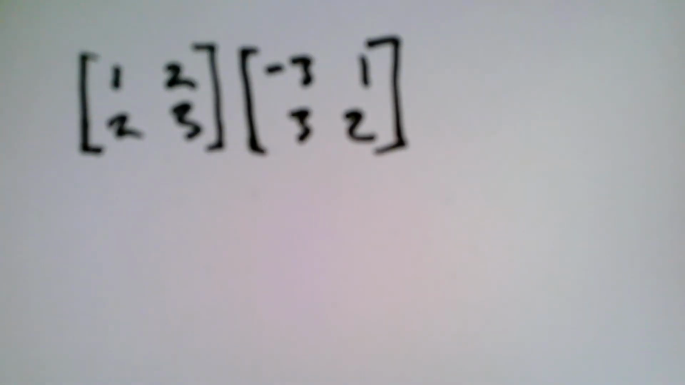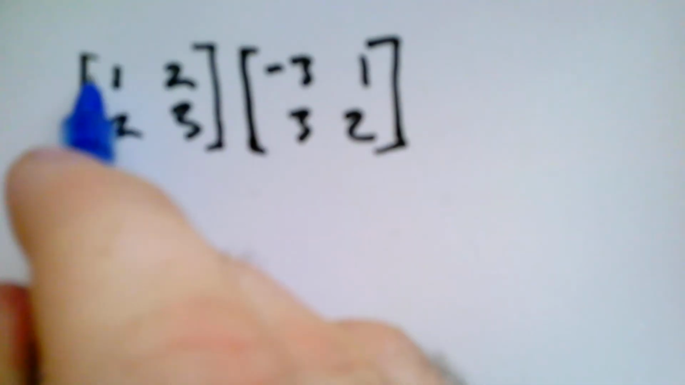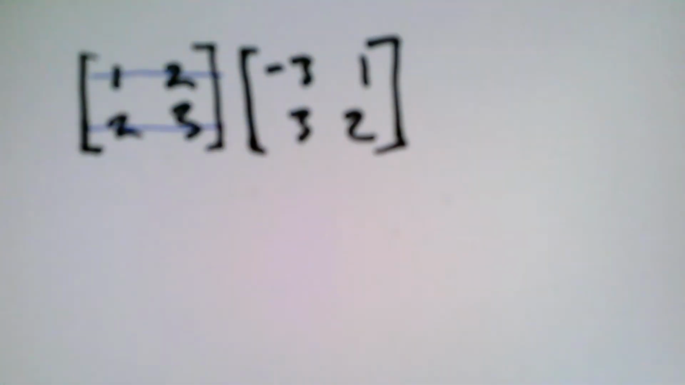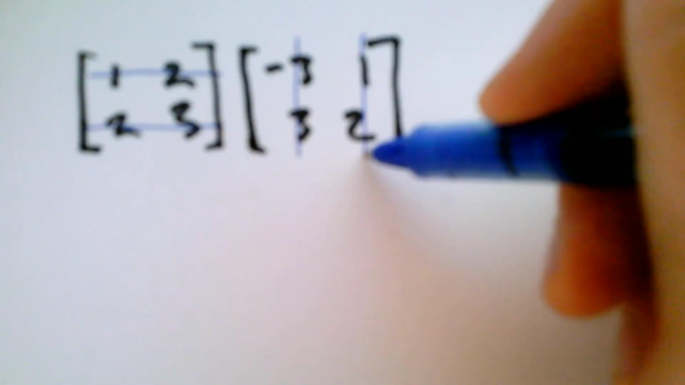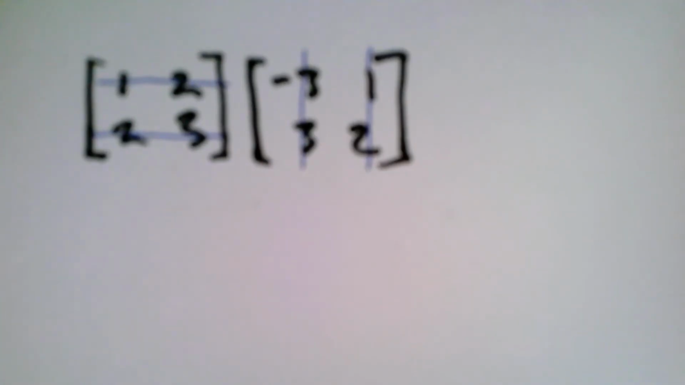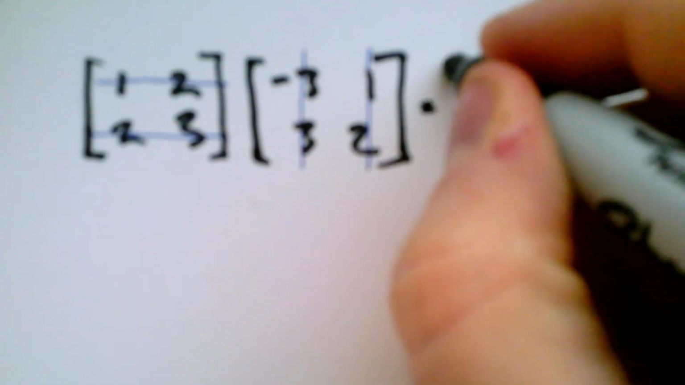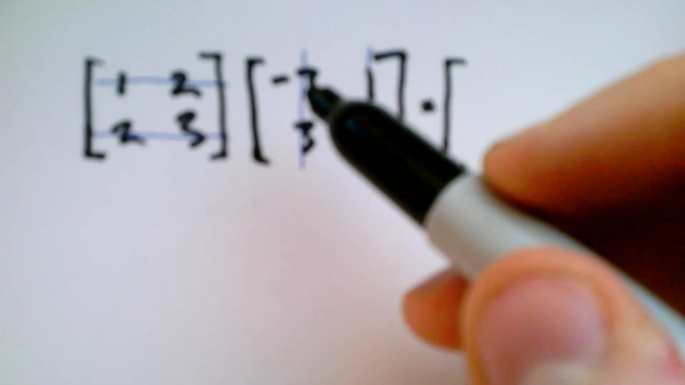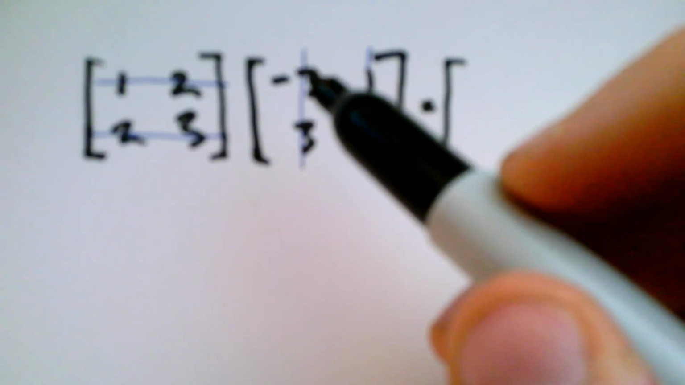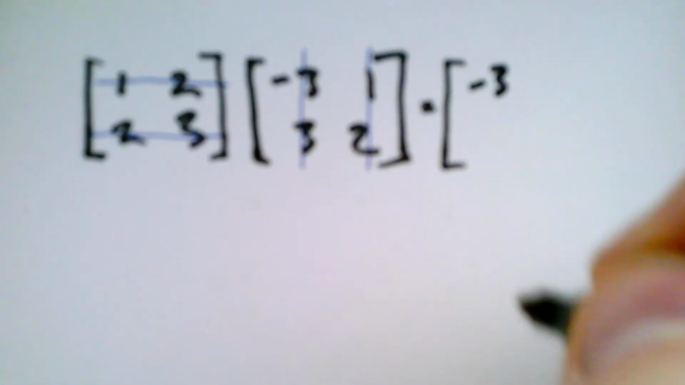So the way that we multiply matrices is we're going to take the first matrix rows. So here are the 2 rows of the first matrix, and we're going to multiply them by the columns of the second matrix, like so. This is the first element of the first row. This is the first element of the first column. We're going to multiply those together. -3 times 1 gives us -3.